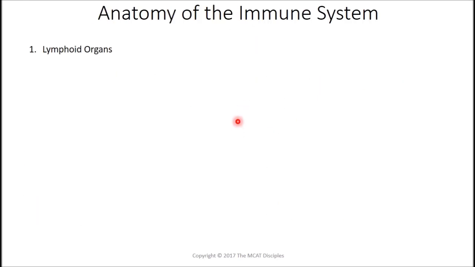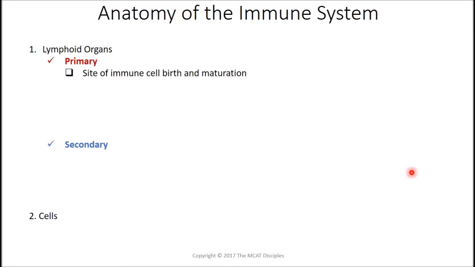Alright, so the anatomy of the immune system. You can break up the immune system in terms of anatomy into lymphoid organs and cells. You can further divide lymphoid organs into primary and secondary lymphoid organs. The primary lymphoid organs are the site of immune cell birth and maturation, and the secondary lymphoid organs are the site of antigen recognition and differentiation.